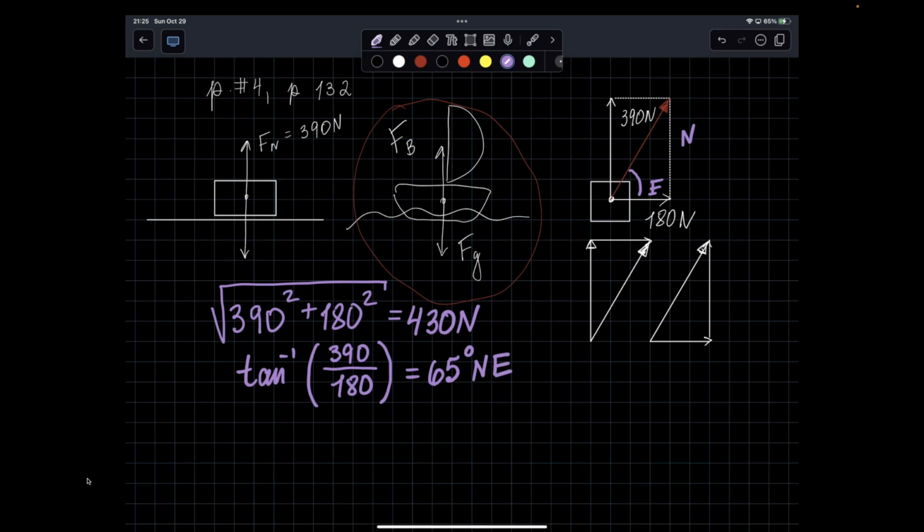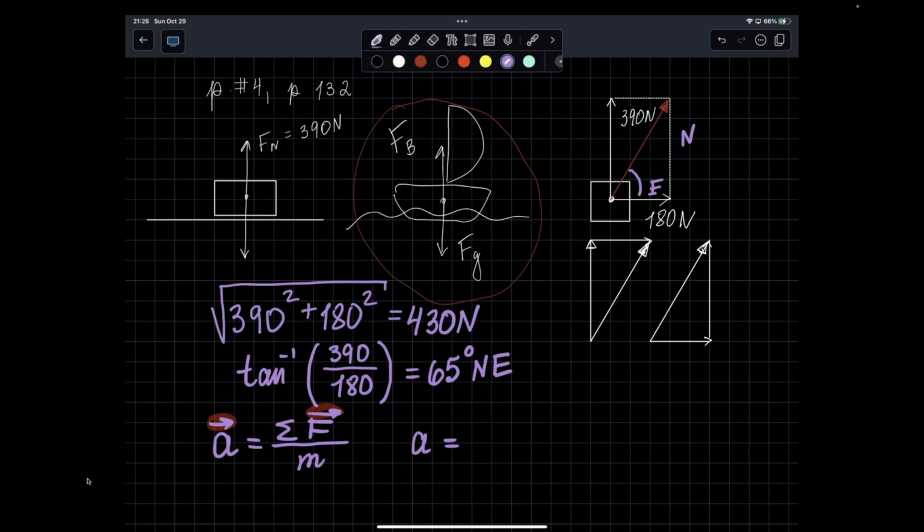But now, mind you, what they are really asking for is the acceleration, not just the net force. Newton's second law shows us that acceleration is proportional to force and inversely proportional to mass. There is a vector sign here and a vector sign here. Acceleration is in the direction of the net force.